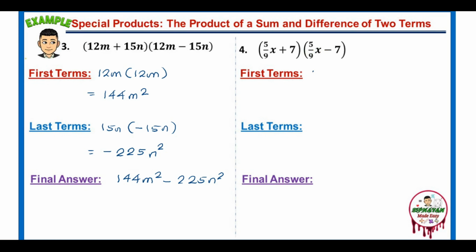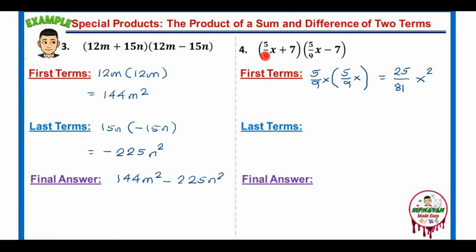If we're going to observe, 5 over 9x and 5 over 9x are fractions. Take note that when we multiply fractions, we multiply their numerator by numerator and denominator by denominator. Multiplying them, we have 5 times 5, that is 25, over 9 times 9, that is 81. Next, let us multiply the variable x. x times x, that is x squared.